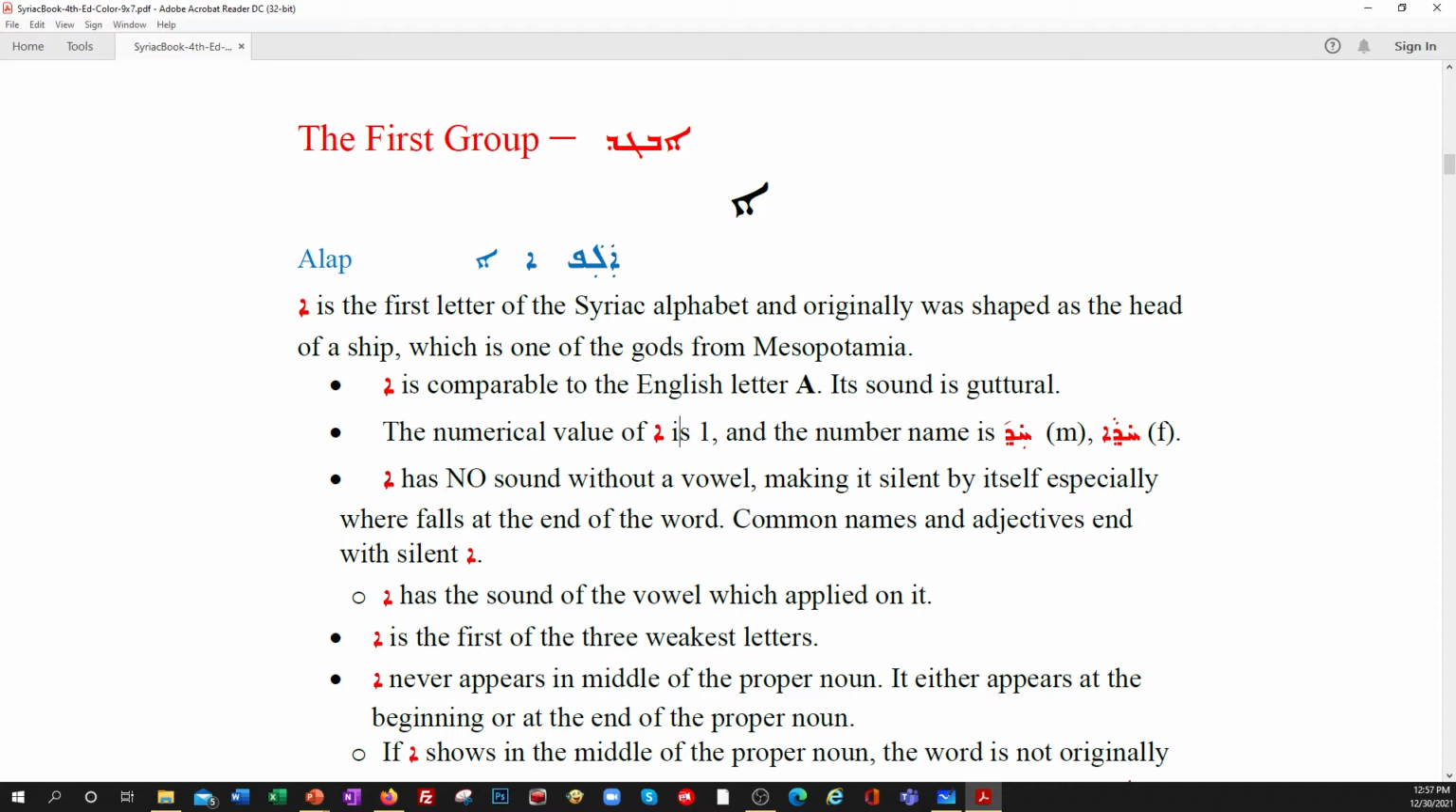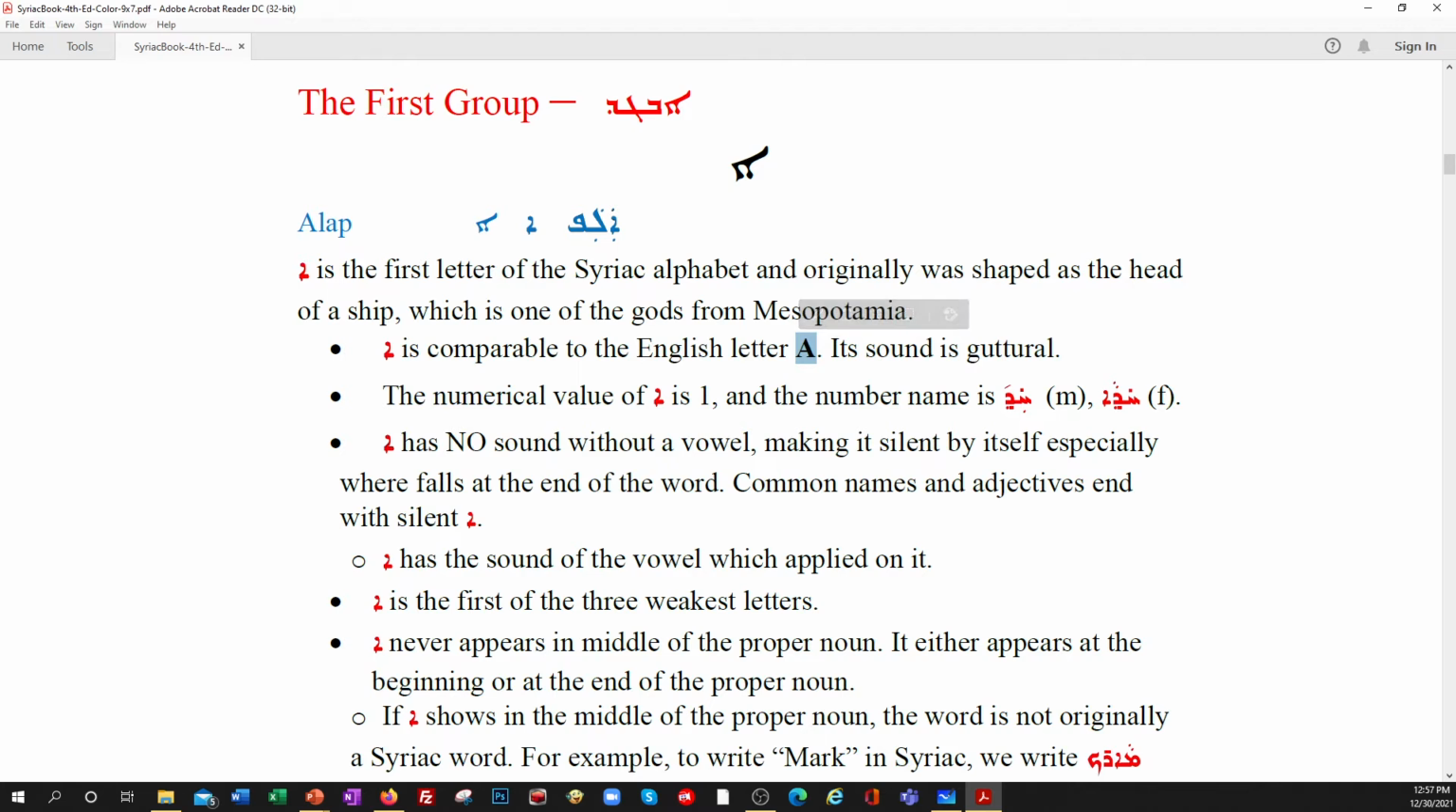As we learned before in Chapter 1, sorry, in the first video, Alep is comparable to the A in English, and the numeric value we learned also is 1. So the numeric value is 1, but the number name for 1 is different for male and for female. So when I say the number name for numeric value 1, there is one form for male and another for female.